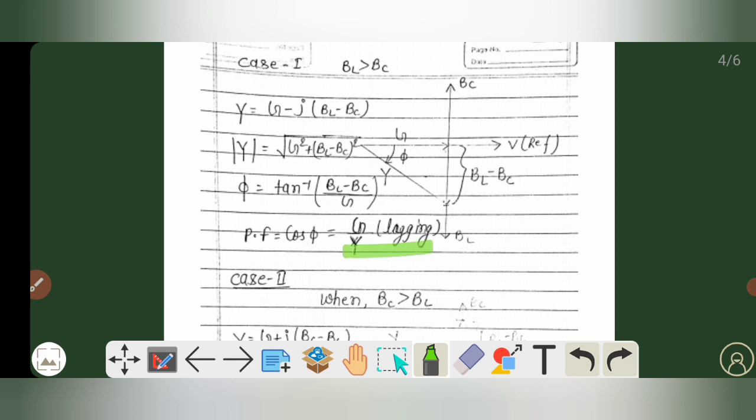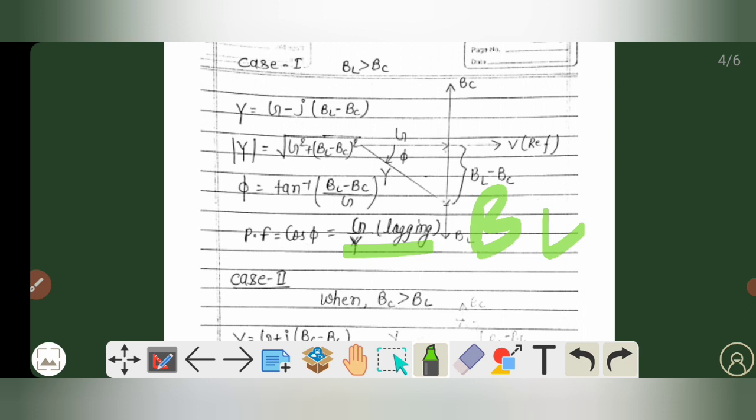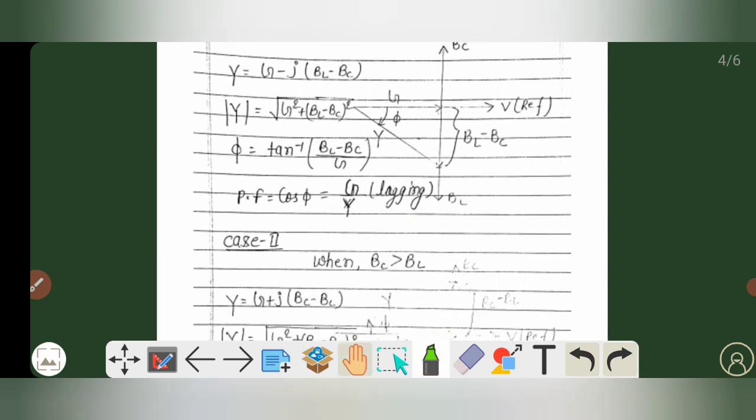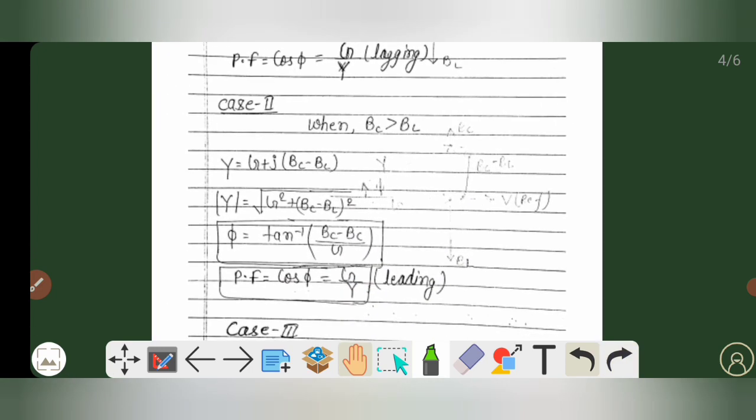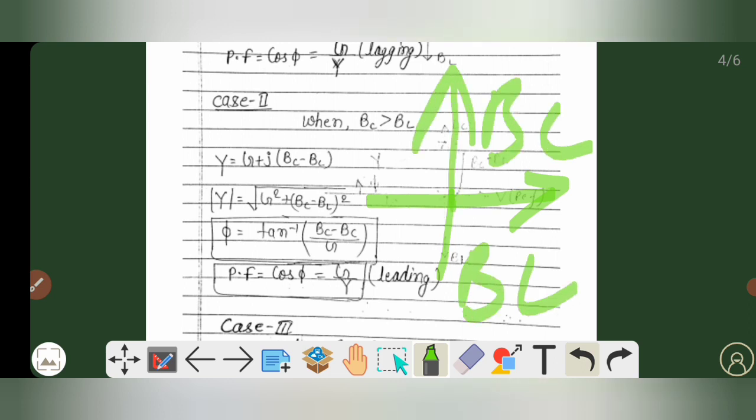Because the inductive susceptance is greater than the capacitive susceptance, the effect of the inductor will be greater than the effect of the capacitor. So the overall circuit in this case will be lagging in nature. Now we will discuss the next case, that is BC is greater than BL. We know this is the reference voltage, and below it there will be the inductive part, and above it there will be the capacitive part.